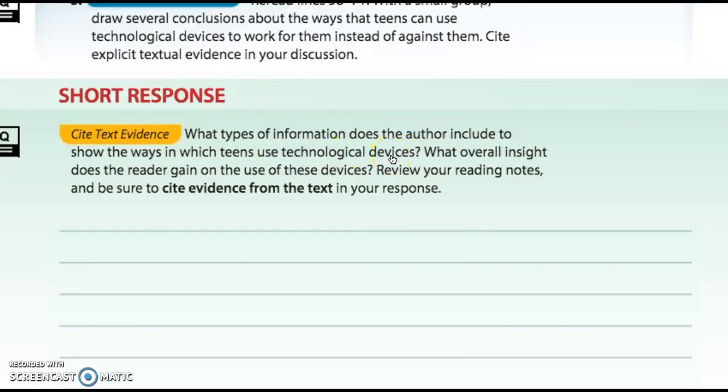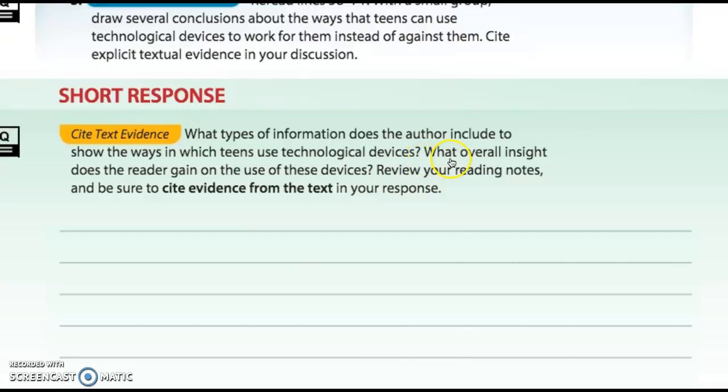So that's the first thing you're going to answer: what types of information? Does she use facts? Does she use opinions? Does she use quotes from teenagers? Does she use pros and cons? I'll give you a hint. She used all of those. So you're going to list some or even all of those answers. And it says, what overall insight, and insight means idea or way of thinking, does the reader gain on the use of these devices?